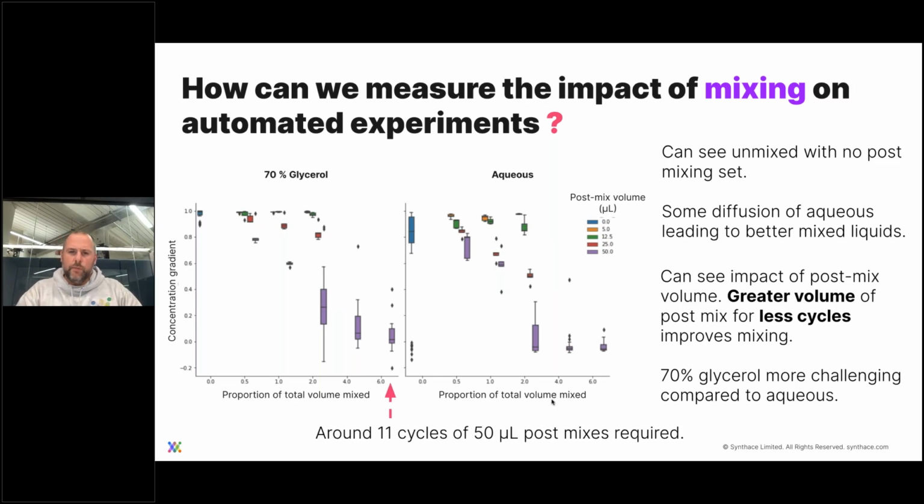What was surprising from the results in this example is that you need 11 cycles of 50 microliter post-mix volumes to really improve the mixing of the 70% glycerol. It's quite surprising.